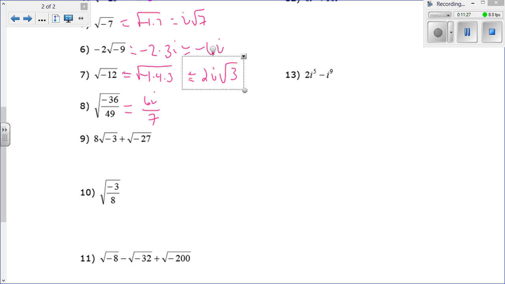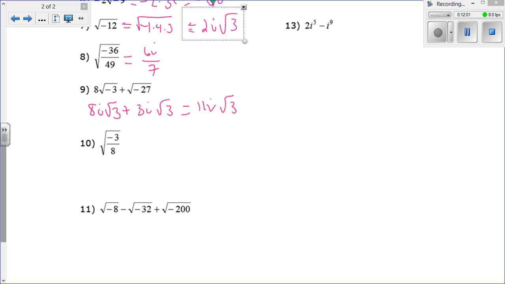So for number 9, in order to add or subtract, we need to simplify our radicals first. So this becomes 8i radical 3, because I have to take the negative out, plus 27 is 9 times 3. So, and it being negative, I have 3i radical 3. These are like radicals because they both have an i and they both have a radical 3. So I just simply add the 8 and the 3 and I get 11i radical 3.